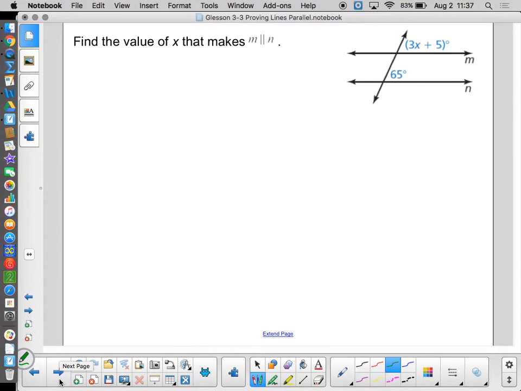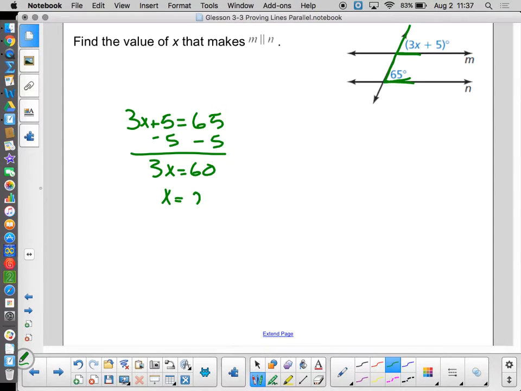In fact, when I identify the angle pair, according to my letter theory here, that's an F. It's an upside down, flipped over F, but it's an F: corresponding angles. Corresponding angles need to be congruent for the lines to be parallel. So 3x plus 5 must equal 65. So 3x has to equal 60. So x is 20. Very straightforward.